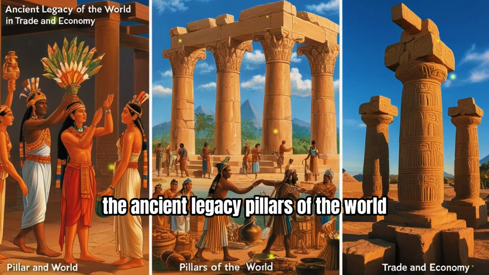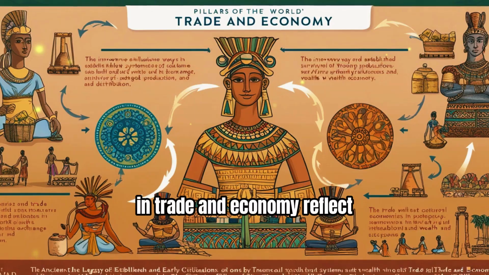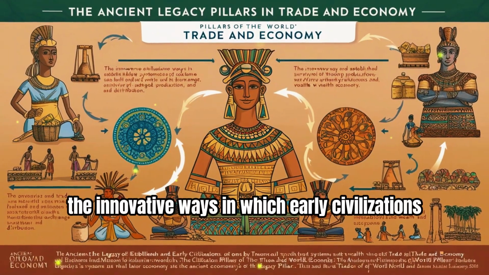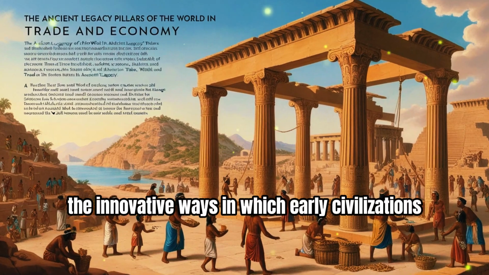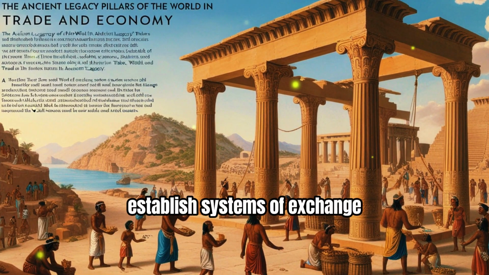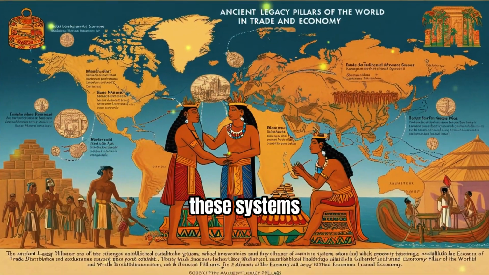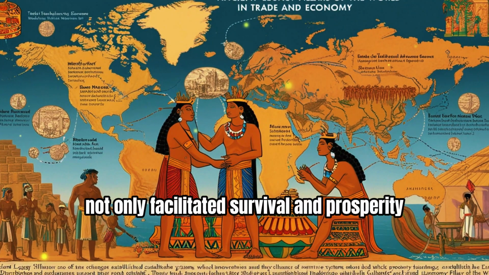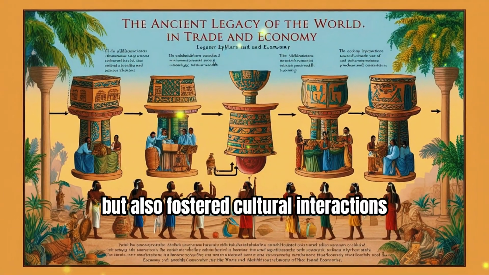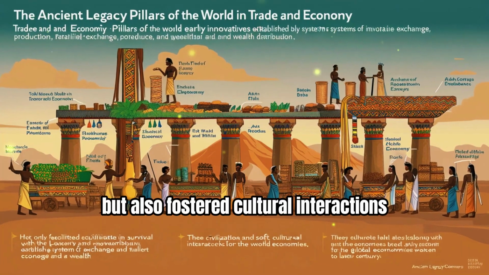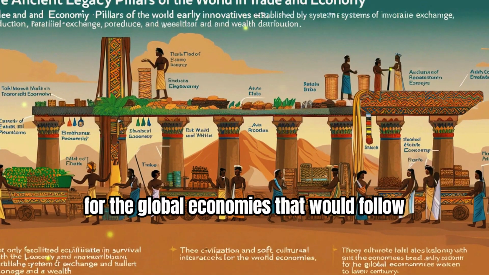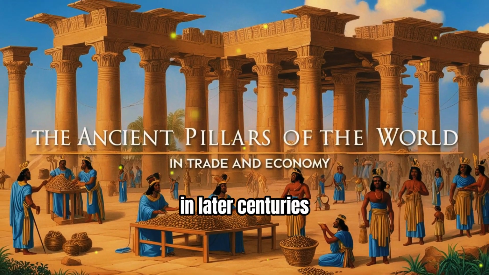The ancient legacy pillars of the world in trade and economy reflect the innovative ways in which early civilizations established systems of exchange, production, and wealth distribution. These systems not only facilitated survival and prosperity but also fostered cultural interactions and laid the groundwork for the global economies that would follow in later centuries.